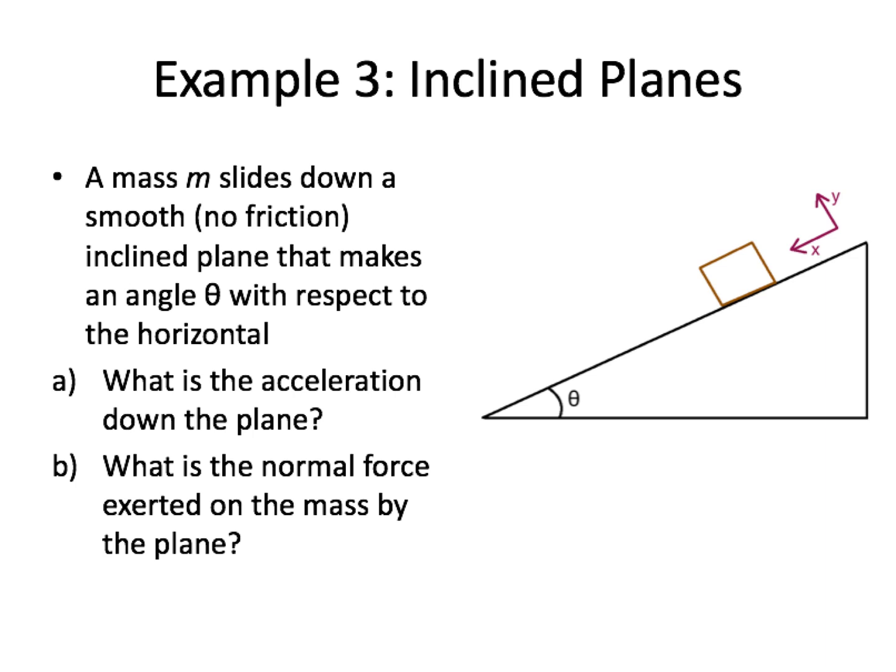The next example that I wanted to look at is a frictionless inclined plane. And an inclined plane is basically a hill. It's a flat surface, a plane, that is inclined at some angle theta. And so if I put a block here, and if there's no friction, that block is going to slide down the inclined plane. And so what we want to figure out in this example is, what is the acceleration of the block down the plane? And what is the normal force exerted on the block by the plane?